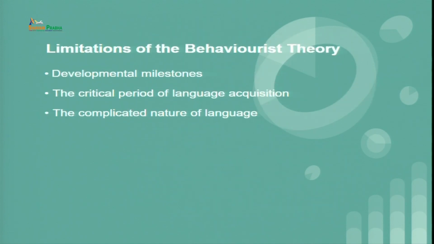We will now look at the limitations of the behaviorist theory, especially with regard to Skinner's operant conditioning. The limitations are developmental milestones, the critical period of language acquisition, and the complicated nature of language. So what are developmental milestones? Research has shown that children go through a series of milestones at around the same age, and this suggests that there may be more than just simple imitation and conditioning taking place. So not just that the child says something and the answer is given in the form of the product, but it needs to be understood that the imitation and conditioning that takes place may not usually be the same as far as the development of the child is concerned. So there is something more than imitation and conditioning.